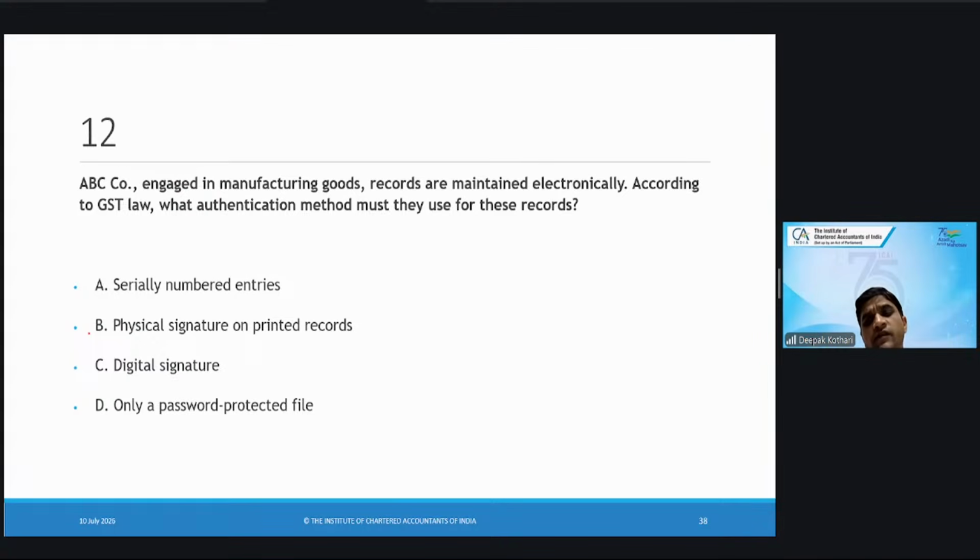Only a password protected file, no. Authentication will not happen through a password protected file. Authentication can happen either by physical signature or through a digital signature. And when it is maintained electronically, physical signature will not be possible, right? So then the purpose itself will be defeated if you have to print everything and sign it. So they allow that you can authenticate the document through a digital signature.